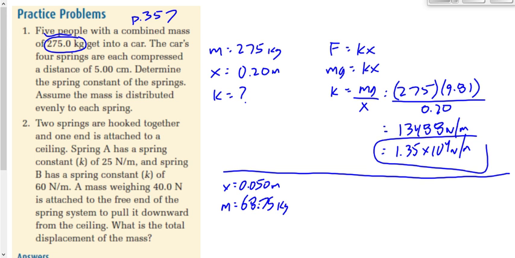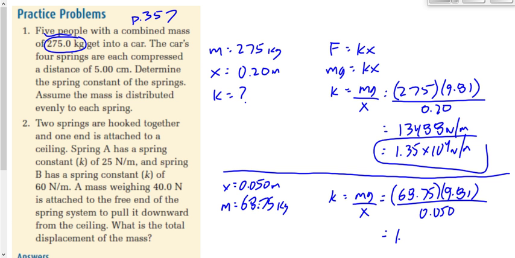So we'd say here, K is equal to mg over X. We'd say 68.75 times 9.81 divided by 0.050. And lo and behold, we get 1.35 times 10 to the 4. So either way gives you the spring constant of each spring. Okay?